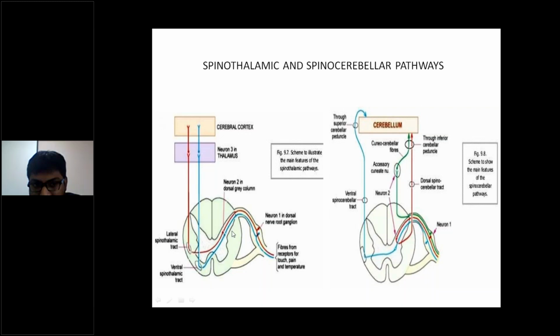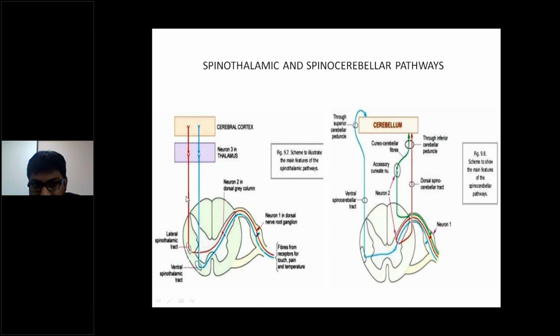If the corticospinal tract is affected here, ipsilateral paralysis will be there. Keep it aside. Other than that, ipsilateral position and vibration sense. Here this is the posterior column, right? This is the posterior column. If the posterior column is affected, position and vibration sense are lost.